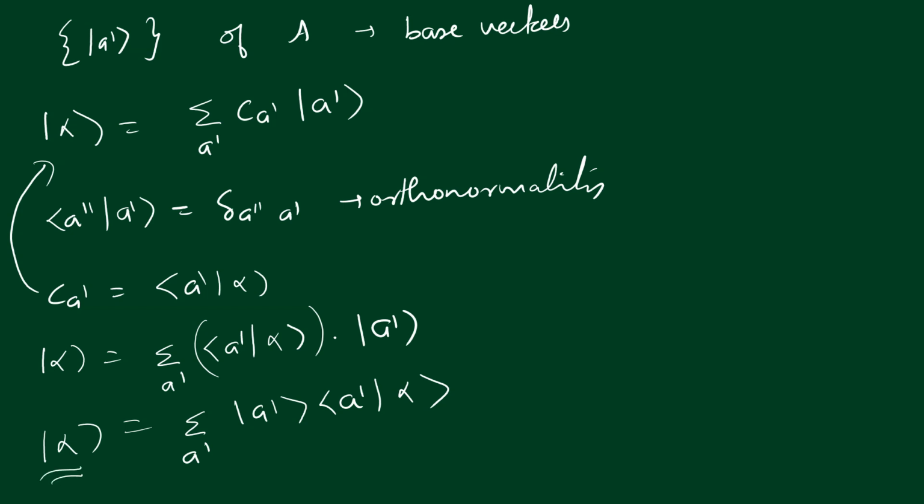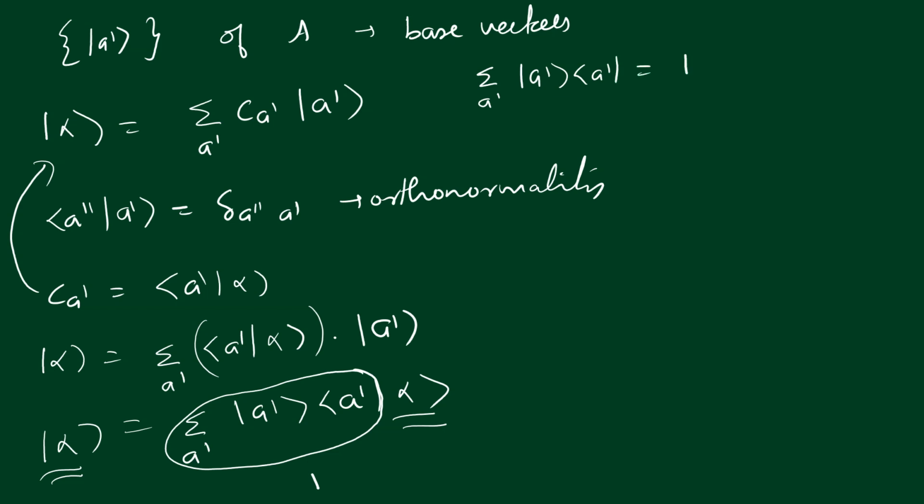So I've got ket alpha here. I've got ket alpha here also. So something acts on ket alpha, some operator. This is some operator that acts on ket alpha and gives back ket alpha, which means that this is the identity operator. So we get a nice and very useful expression for the identity operator, which is sum over a prime ket a prime bra a prime is the identity operator. We said this is very important to quantum mechanics.